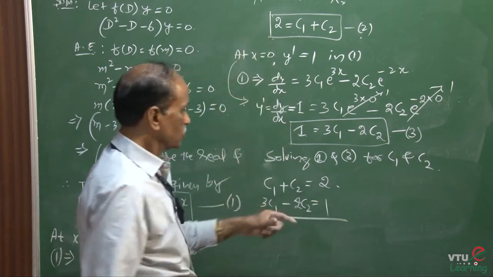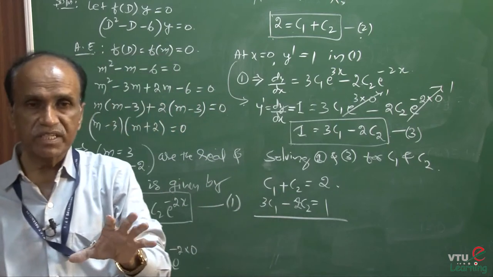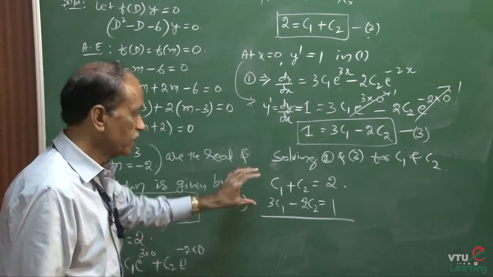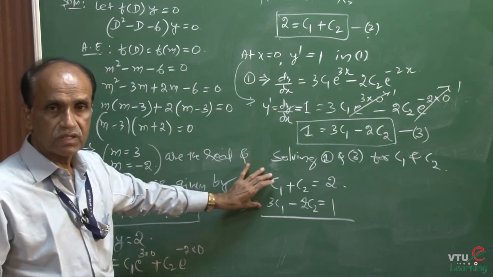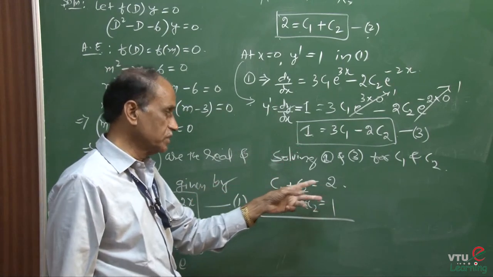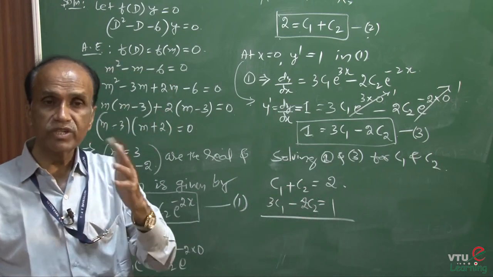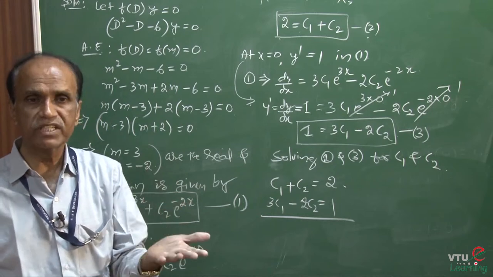You have two equations with two constants. The mathematical condition holds good: an equal number of unknowns with an equal number of equations. How many equations do you have? Two equations. How many constants do you have? Two constants. Then you must get a unique solution. We call it a unique solution.